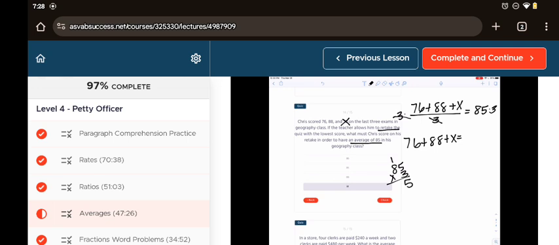3 times 5 is 15. Carry the 1. 3 times 8 is 24 plus 1 is 25. So 255. Now let's add these two together. 76 plus 88. 6 plus 8 is 14. Carry the 1. 1 plus 7 is 8. 8 plus 8 is 16.